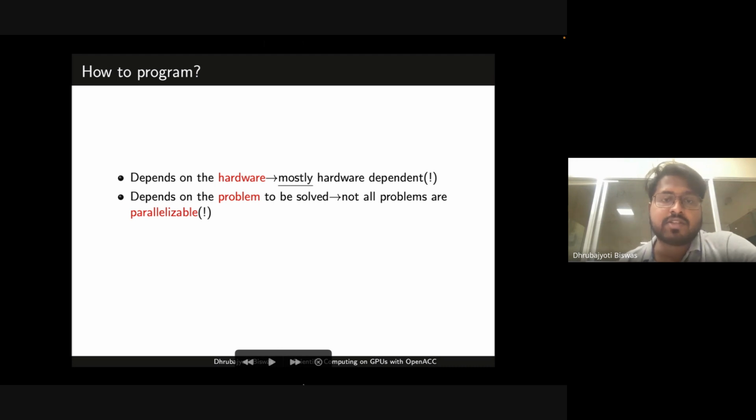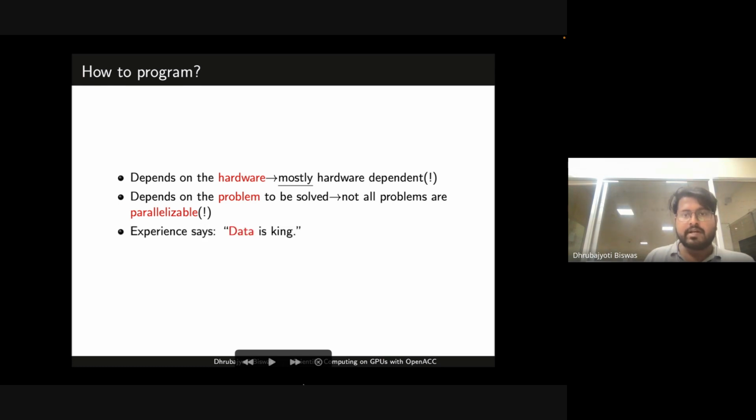It also depends on the type of problem to be solved. As we saw yesterday, not all problems are parallelizable. So you cannot try to parallelize a problem which is not parallelizable. Let's say a problem is serial, so it can only be solved serially. Let's say the problem is dependent on the previous step. There is some step which has to be performed, and only after that can you do the other step. That sort of problem cannot be parallelized.